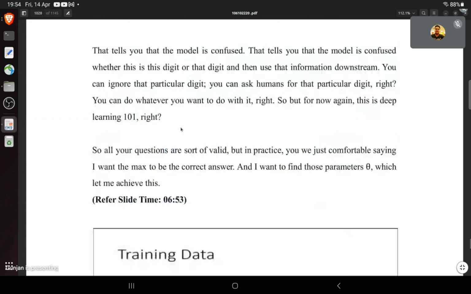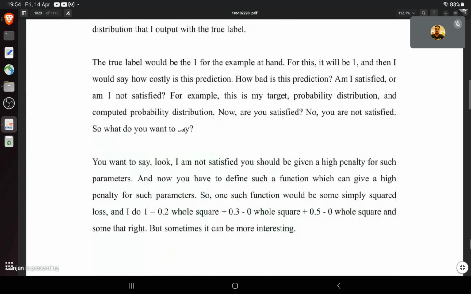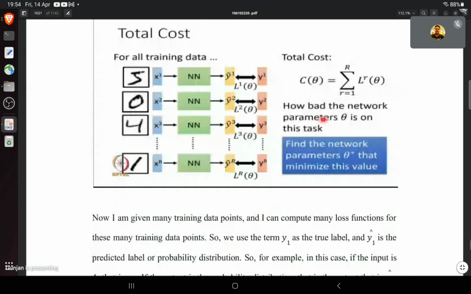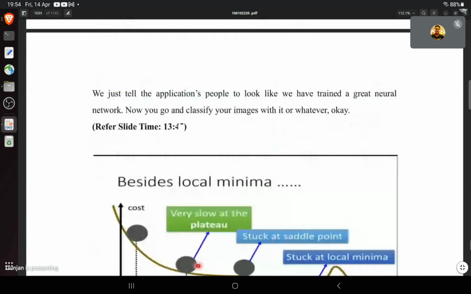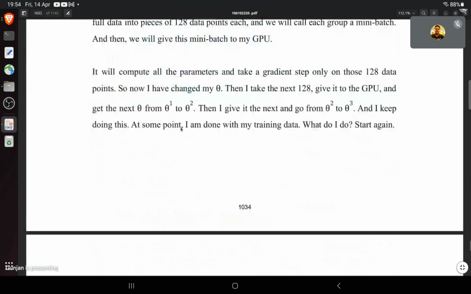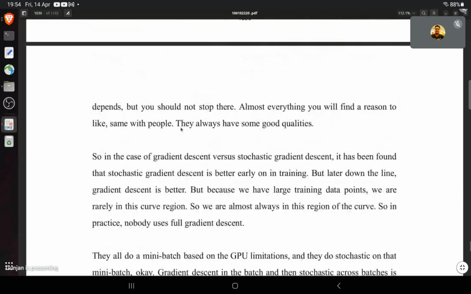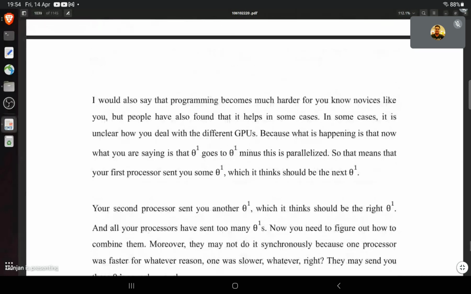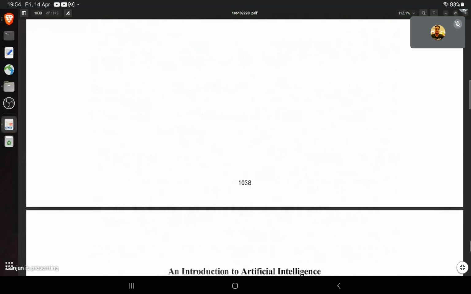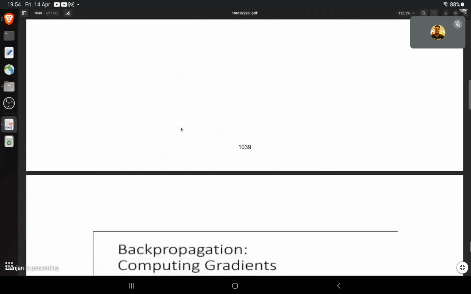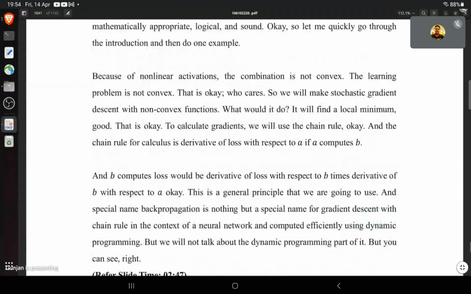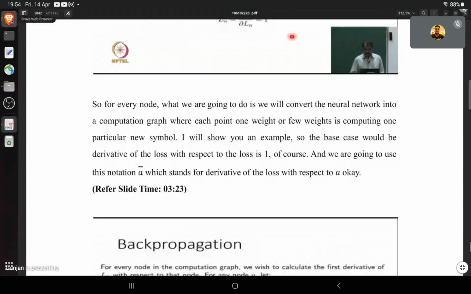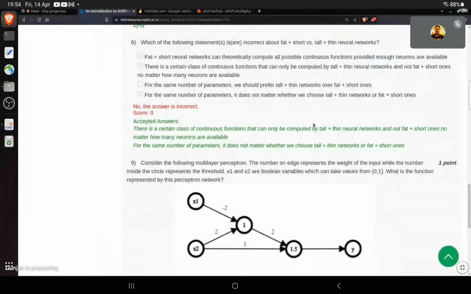So tall refers to the depth of the network. You know the concept of depth and width, right? The width is the number of parameters in a layer, and the depth is the total number of sequential hidden layers. So when we say tall and thin, there are few parameters in one layer, but many hidden layers.